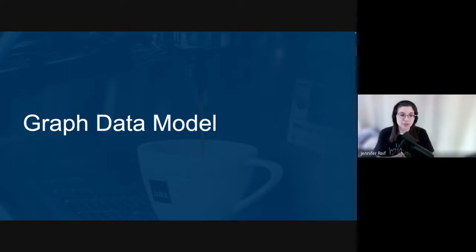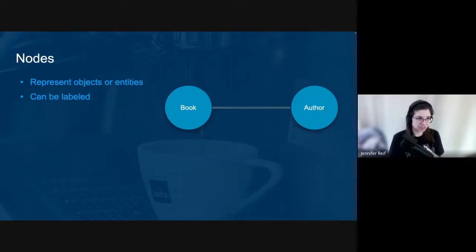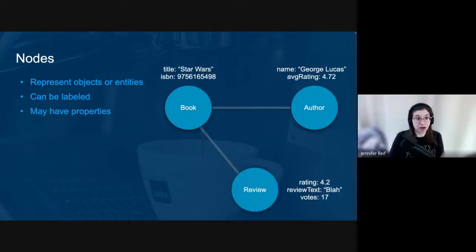Okay, let's talk a little bit about the graph data model then. Property graph deals with nodes and relationships. If you're familiar with mathematical or network theory, graph theory terms, it's vertex and edge. Those are basically the same thing. We're based upon those principles. Nodes represent objects or entities. You can label those, which is basically like categorizing or grouping entities, if you will. And you can also have properties on those nodes.